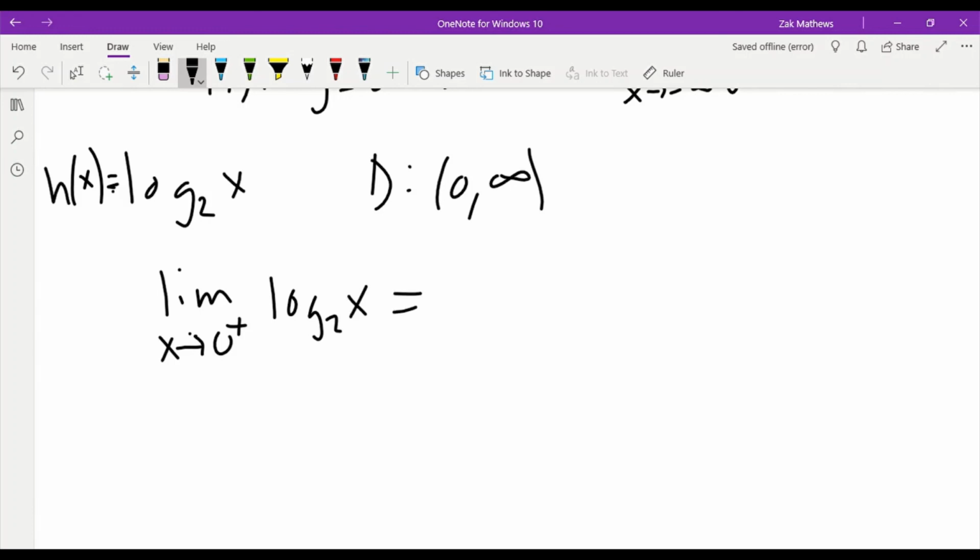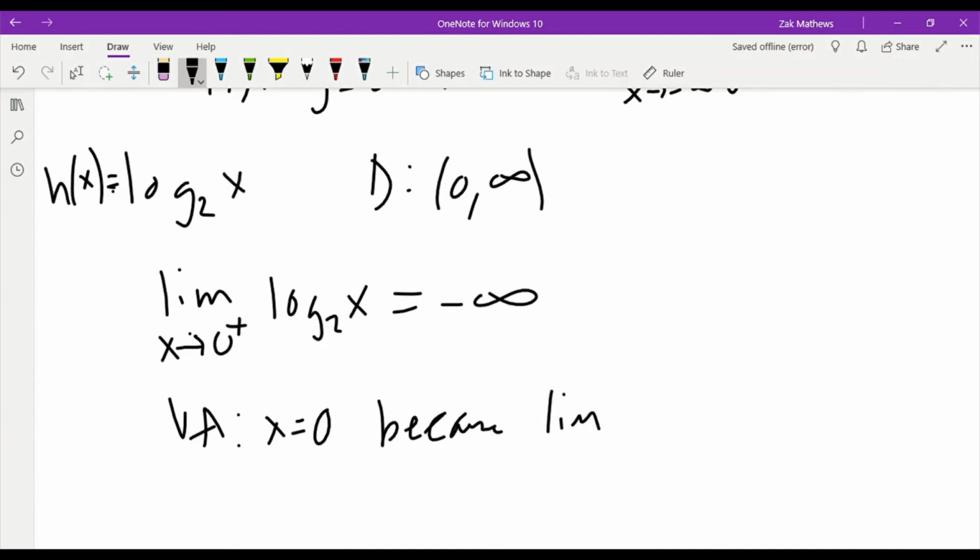And if we think about what this would be, that thing is going down to negative infinity because of the way that logs work. And so here we see that we have a vertical asymptote at x is equal to 0. Even though the limit wouldn't have existed coming from the left of 0, we only need one or the other. And so we've shown that we have our vertical asymptote because the limit as x goes to 0 from the right of our function h of x is equal to negative infinity.